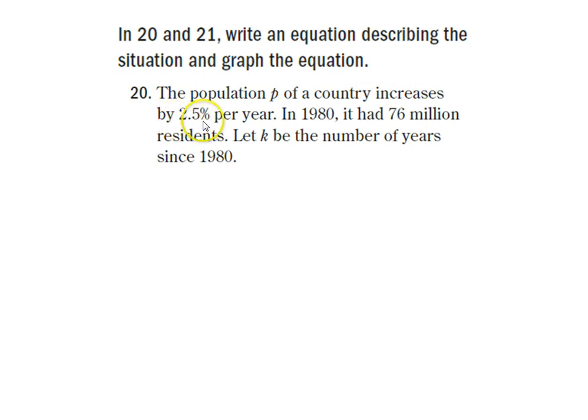Number 20 says the population, which we're going to call P, of a country increases by 2.5% per year, and in 1980 it had 76 million residents. And we're going to let K be the number of years since 1980.